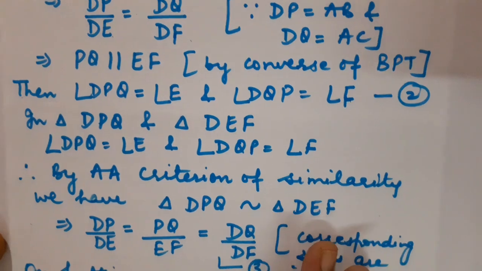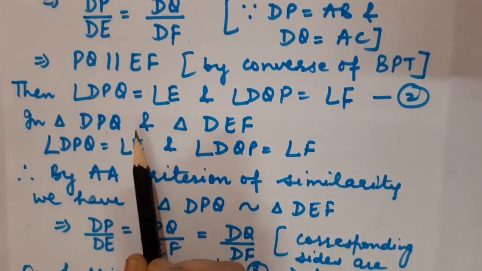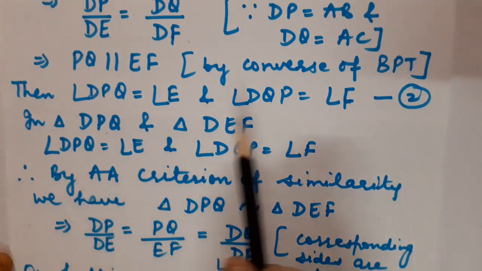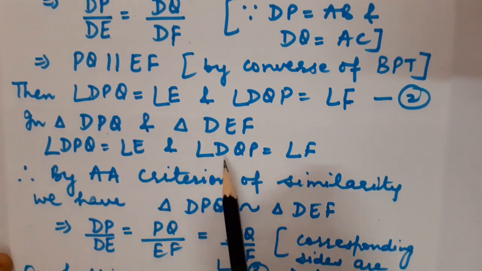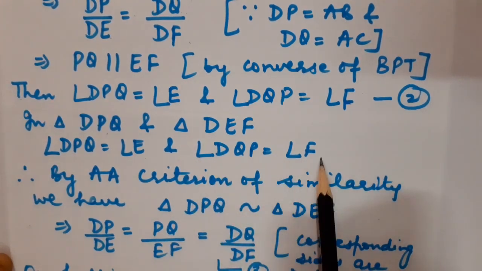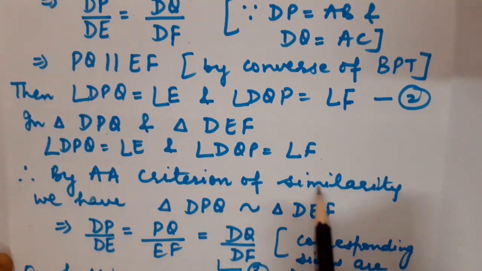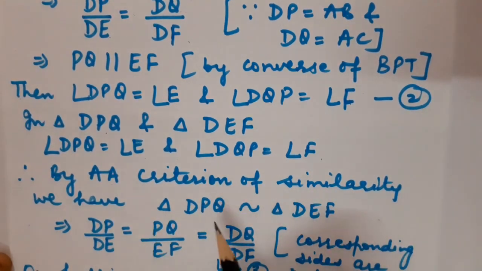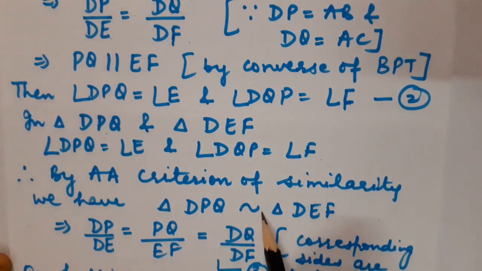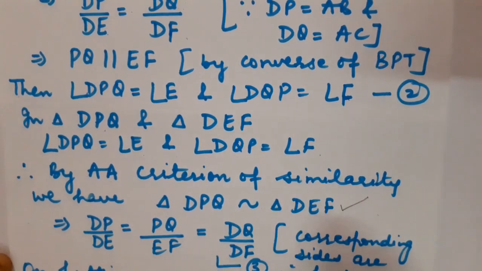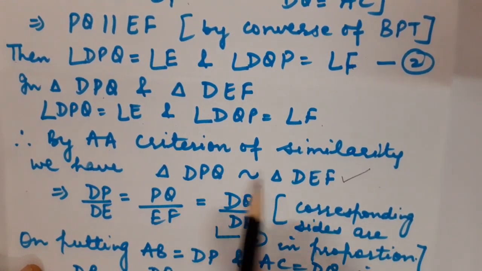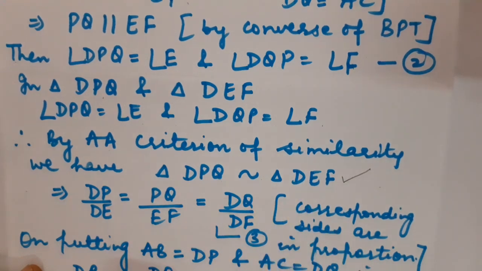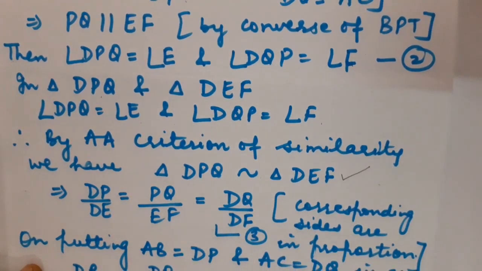Have a look please. In triangle DPQ and triangle DEF, using corresponding relation, I have just explained you that angle DPQ is equal to angle E and angle DQP is equal to angle F. So by double A criteria of similarity, we can say that triangle DPQ is similar to triangle DEF. Children, always remember one thing, whenever you will be having the similar triangles given, then we know that the corresponding sides of similar triangle are always equal, as well as its corresponding angles are also equal.